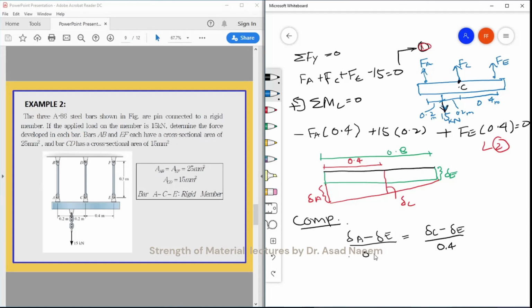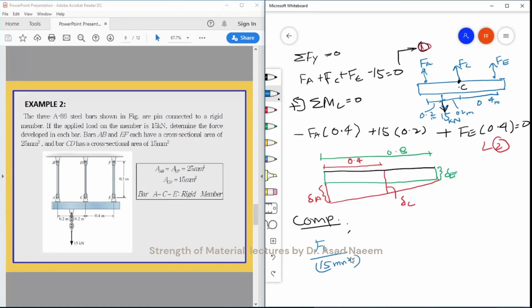whole part we can take 0.8 meters. Okay, and now we can get this delta C out. Half delta A plus half delta E. This is our third equation. इसको हम लोग when we put the values in force, then this will become FC over 15 millimeter square, ठीक है ना.